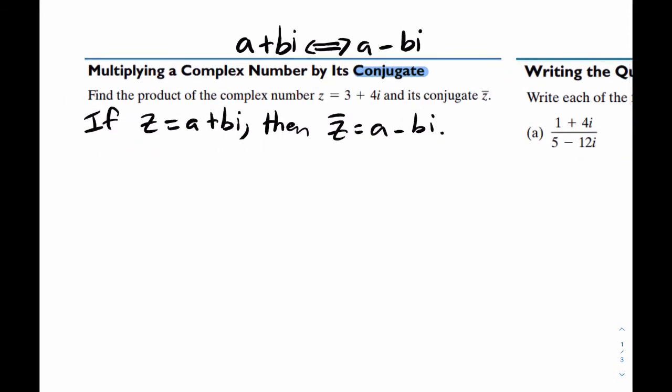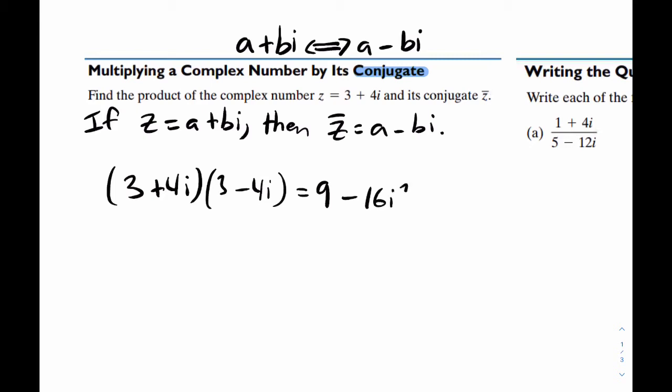So if I want to multiply 3 plus 4i and its conjugate, let's see what happens. 3 plus 4i times 3 minus 4i, that's going to be 9. The middles cancel, and we're going to get minus 16i squared. And there we go. We see this i squared again. That's -1, which means we get 9 plus 16, which is 25.